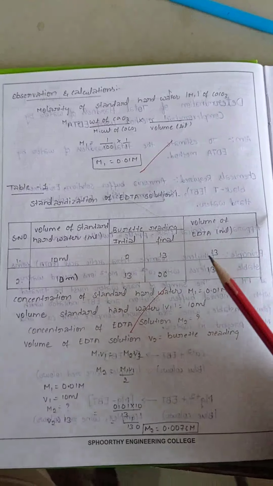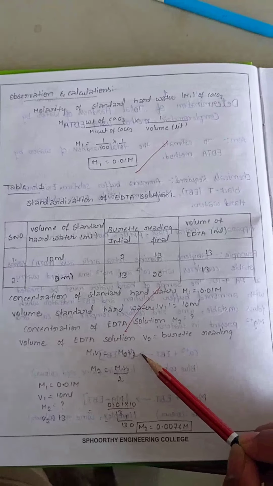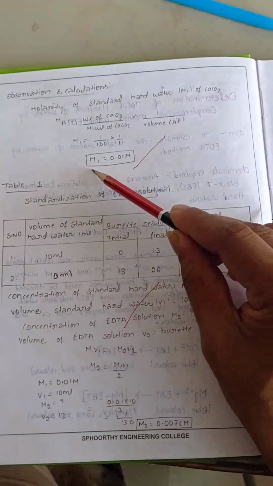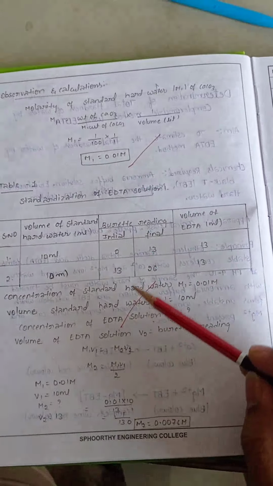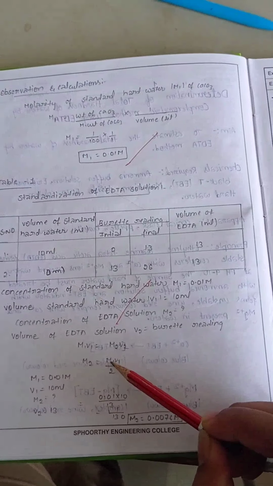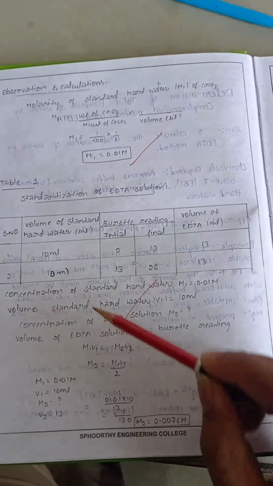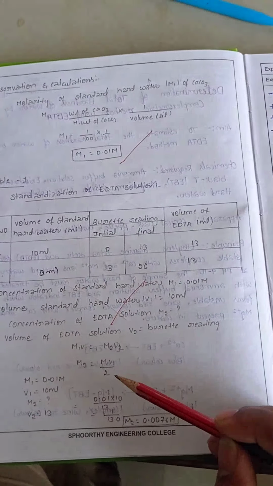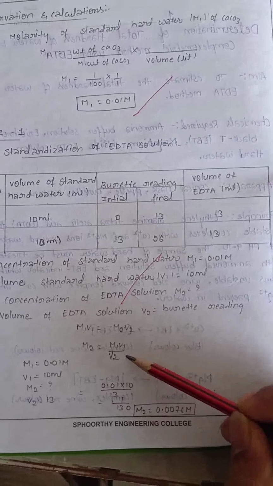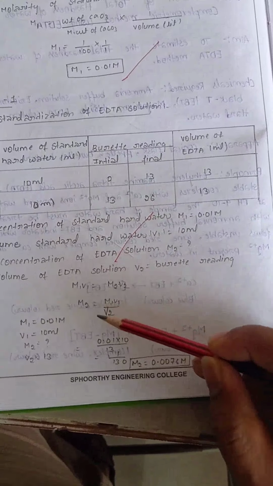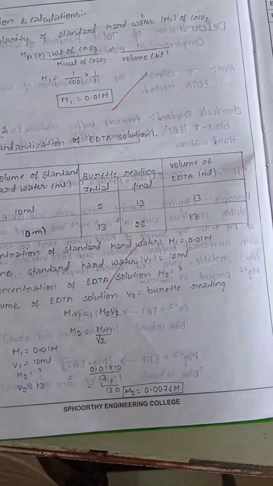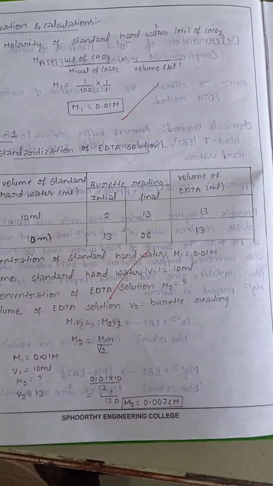This value we can substitute into M1 V1 is equal to M2 V2, where M2 is the concentration of EDTA. M1 is the concentration of the standard hard water solution, which can be prepared in the lab. V1 is the volume of standard hard water, 10 ml we have taken. Next, V2 is the volume of EDTA solution, that is the burette reading. If you substitute all these values into the equation, you can get the concentration of EDTA solution. Now this solution we use to estimate the hardness of the sample.